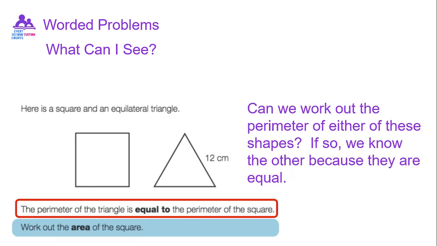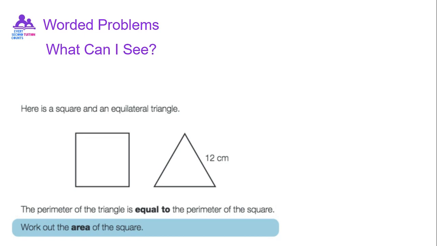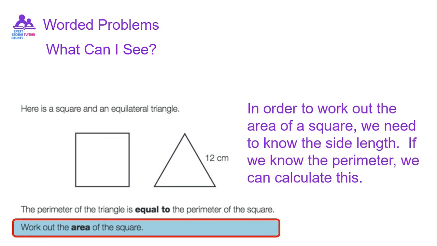And then I read the rest of the question. The perimeter of the triangle is equal to the perimeter of the square. So what I'm seeing is that information. What I'm asking myself is, can we work out the perimeter of either of these shapes? Because if we can, we know the other one. And then finally, the question itself.